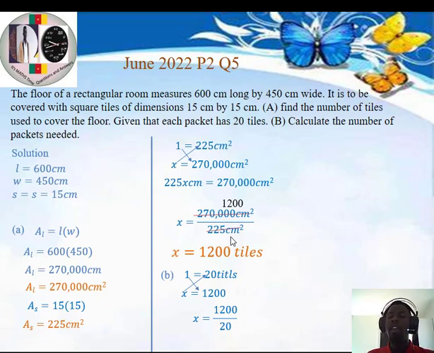Now if we divide both sides by 20, we have x equals 1200 tiles divided by 20. If we divide this, we end up with 60. So therefore we need 60 packets to cover the total floor, given that each packet contains 20 tiles.